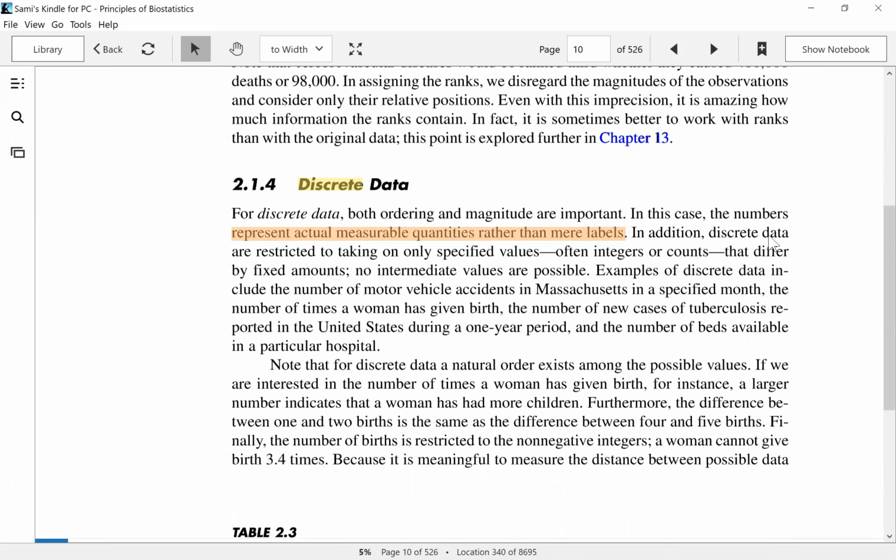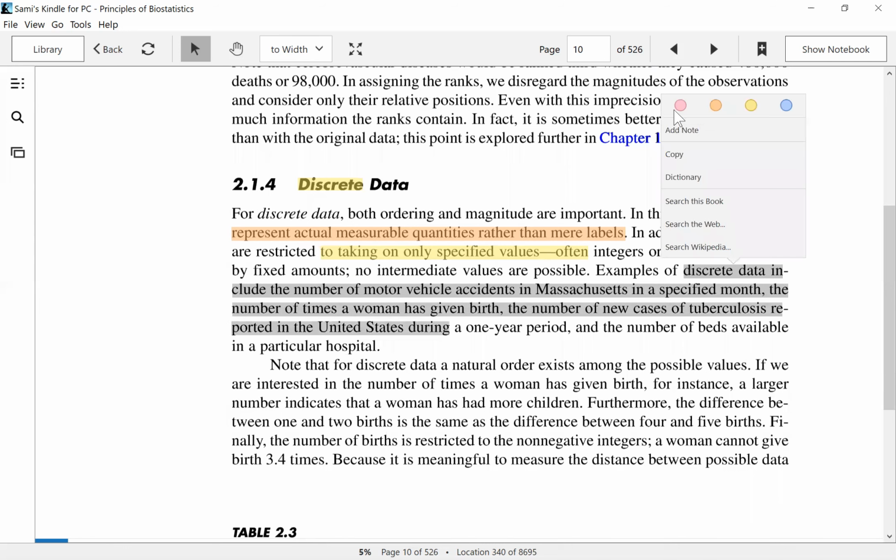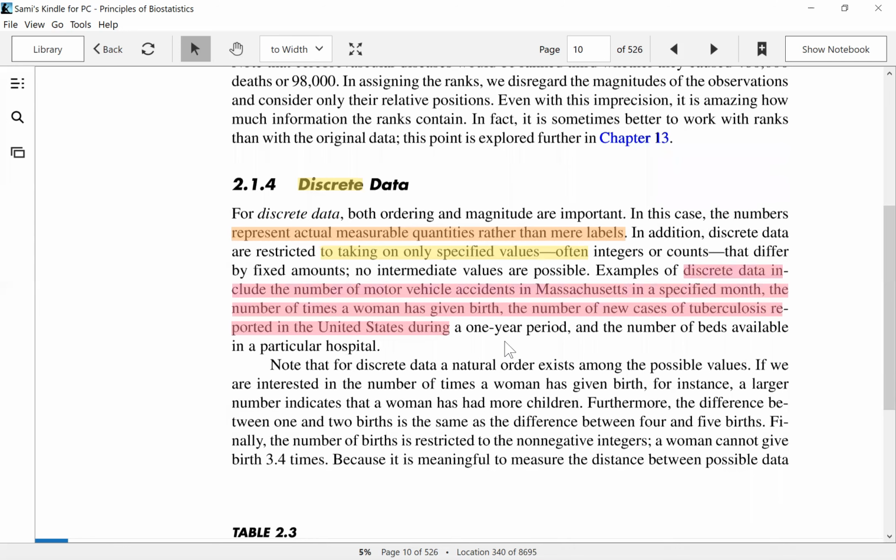In addition, discrete data are restricted to take on only specific values, often integers or counts, that differ by a fixed amount. No intermediate values are possible. Examples of discrete data include the number of motor vehicle accidents in Massachusetts in a specified month, the number of times a woman has given birth, the number of new cases of TB reported in the US during a 1 year period, the number of beds available in a particular hospital.